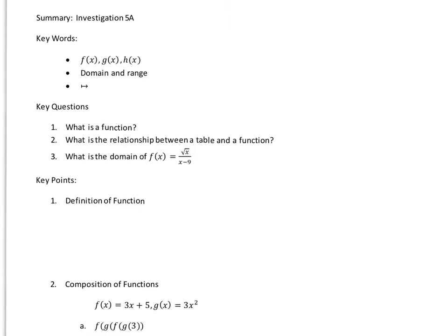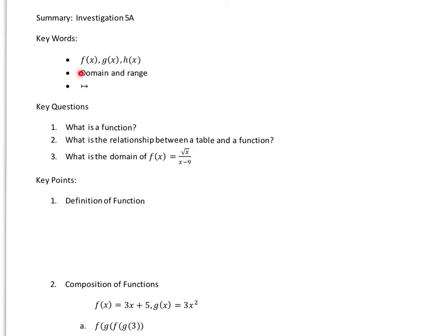Okay, this video is to summarize investigation 5A. So we've got some keywords right here. We read this f of x and g of x and h of x. Make sure to say "of" between. Don't just say fx or gx. It's a g of x.